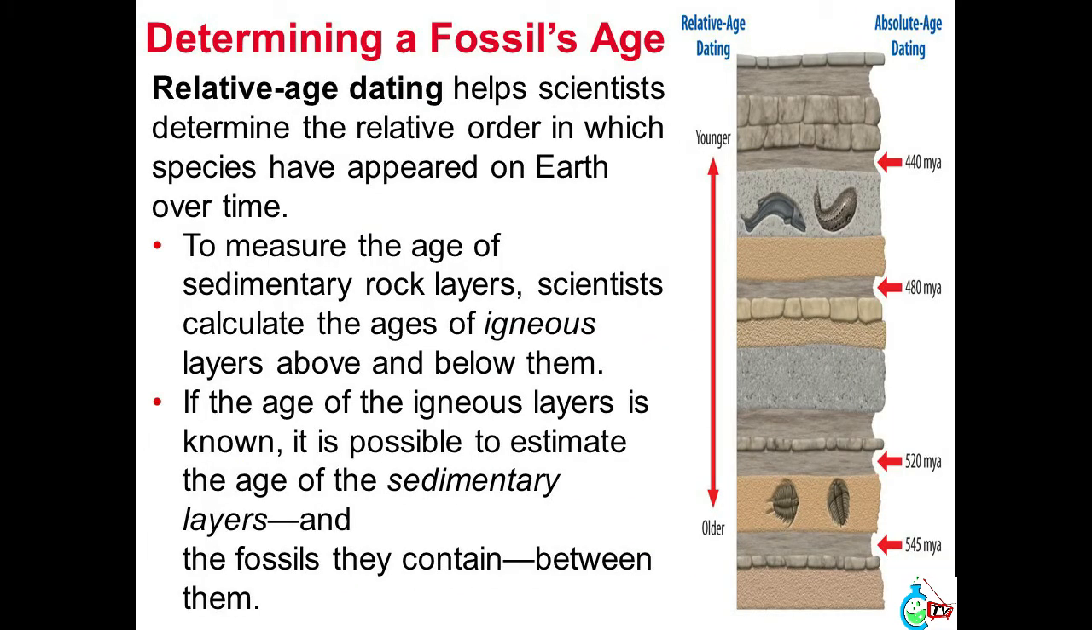Determining a fossil's age. Relative age dating helps scientists determine the relative order in which species have appeared on Earth over time. To measure the age of sedimentary rock layers, scientists calculate the ages of igneous layers above and below them. If the age of the igneous layers is known, it is possible to estimate the age of the sedimentary layers and the fossils they contain between them.